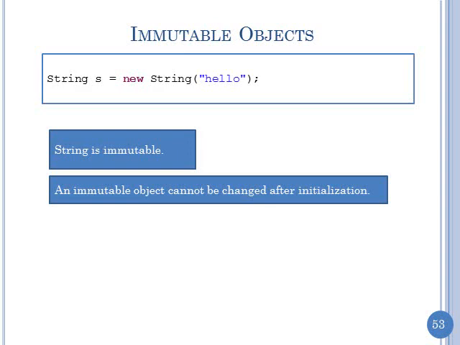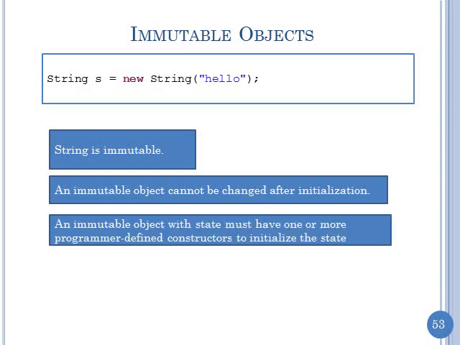Now please remember this, because in your next assignment you're going to have to create immutable objects. You're going to say, well, how do I go and initialize a state? And you're going to be baffled. And then when somebody says, just use the constructor, you say, aha. But somehow it doesn't come inherent. So an immutable object with state must have one or more programmer-defined constructors.